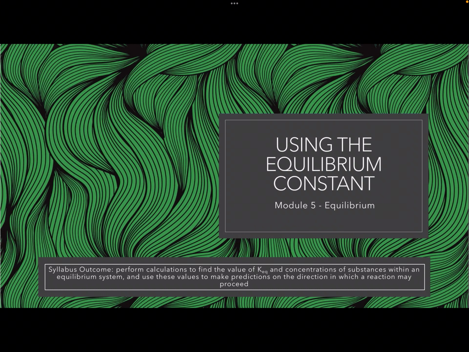Okay, so what we're doing today is we're using the equilibrium constant. The syllabus outcome for this is: perform calculations to find the value of KEQ and concentrations of substances within an equilibrium system. Use these values to make predictions on the direction in which a reaction may proceed. So make sure you've gone through and done those revision questions. I'm going to go through the answers now.